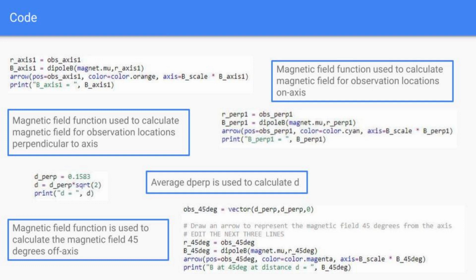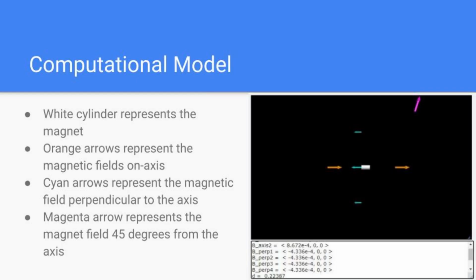Then we visualize the magnetic field off axis using the value for the average d we found from the experiment to calculate d. The magnetic field off axis is calculated and an arrow is created to visualize the magnetic field. When we run the code, we see a white cylinder representing the magnet, the orange arrows representing the magnetic fields on axis, the cyan arrows representing the magnetic fields perpendicular to the axis, and the magenta arrow representing the magnetic field 45 degrees from the axis. The values are printed for all of the magnetic fields and the value of D.